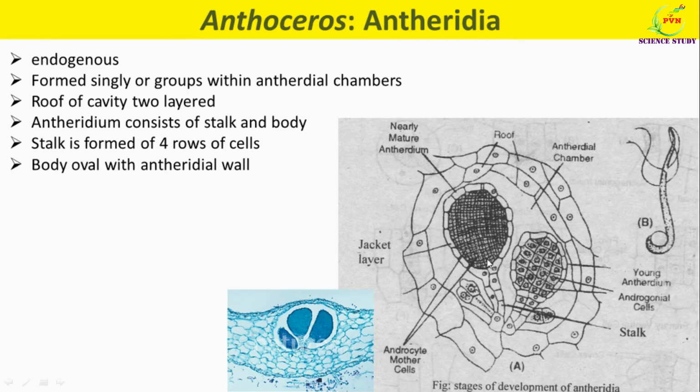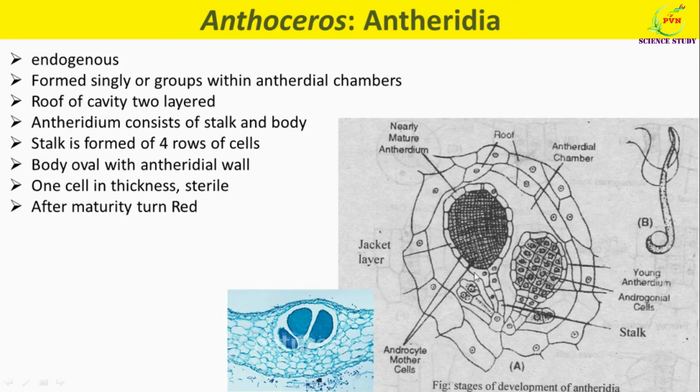The body of antheridium is oval and consists of an antheridial wall enclosing the androcytes. This is the antheridial wall. It is one cell in thickness and it is sterile. After maturity, the color of antheridia turns red.